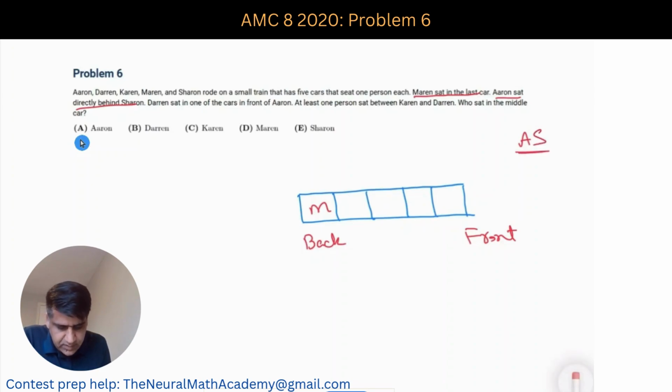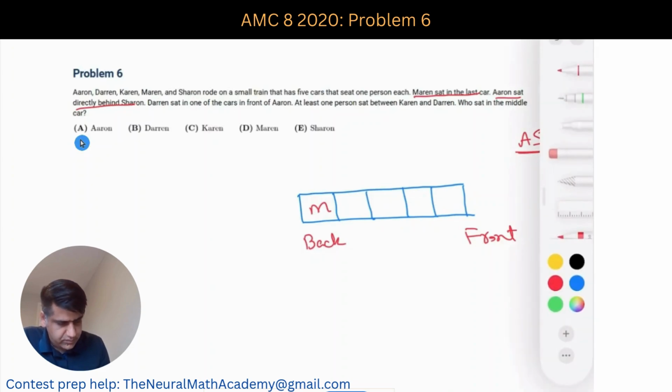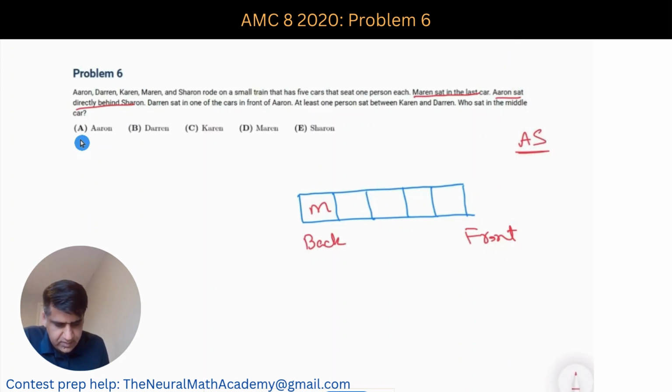Now another condition is Darren sat in front of the cars. So if Darren is sitting in front of Aaron, so it means that Aaron and Sharon, they should be either here or they should be here, and then Darren can go in this spot or in this spot. However, it says that at least one person sat between Karine and Darren.